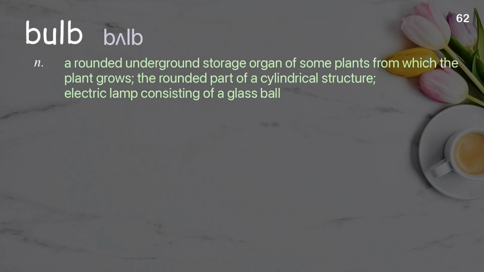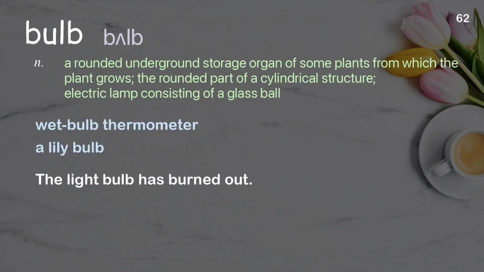Bulb. A rounded underground storage organ of some plants from which the plant grows, the rounded part of a cylindrical structure, electric lamp consisting of a glass ball. Examples: Wet bulb thermometer. A lily bulb. The light bulb has burned out.